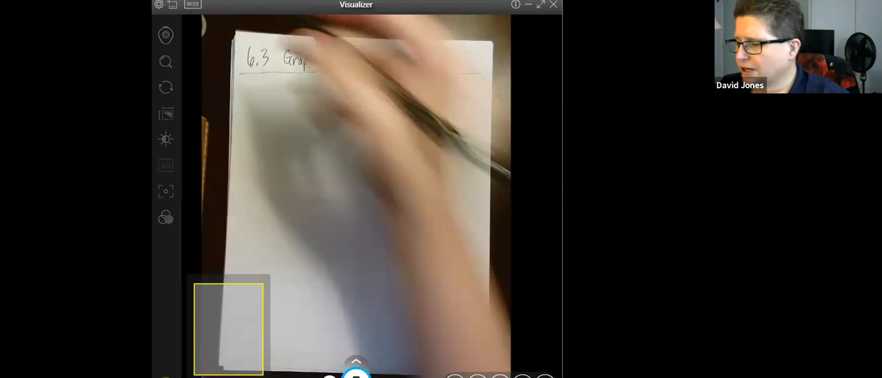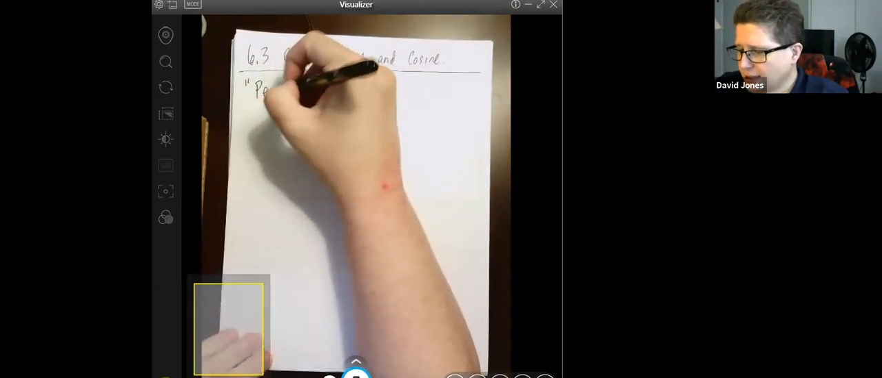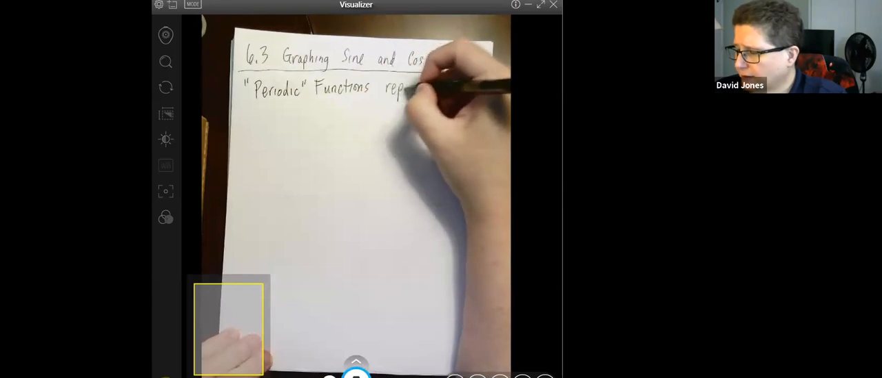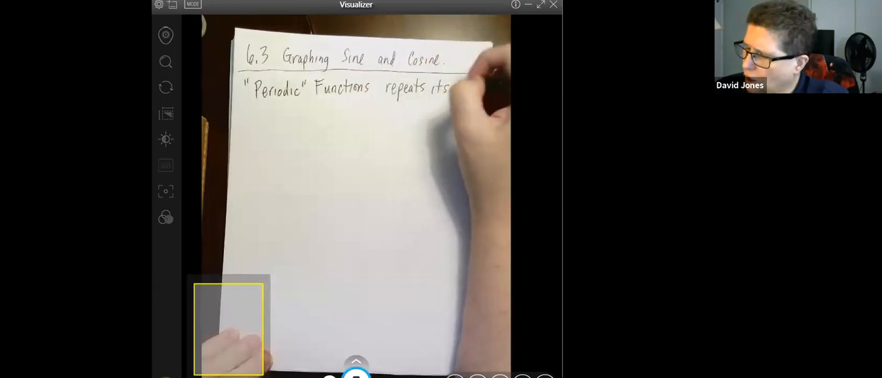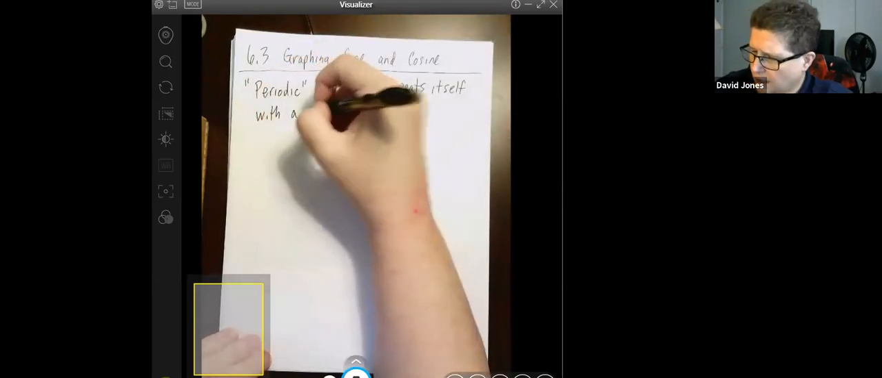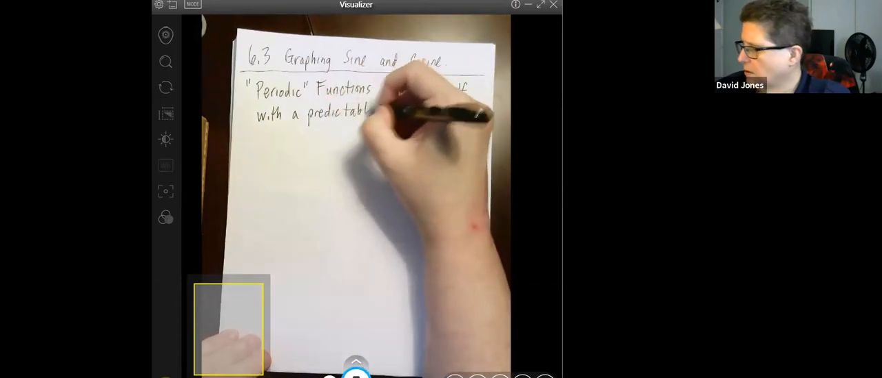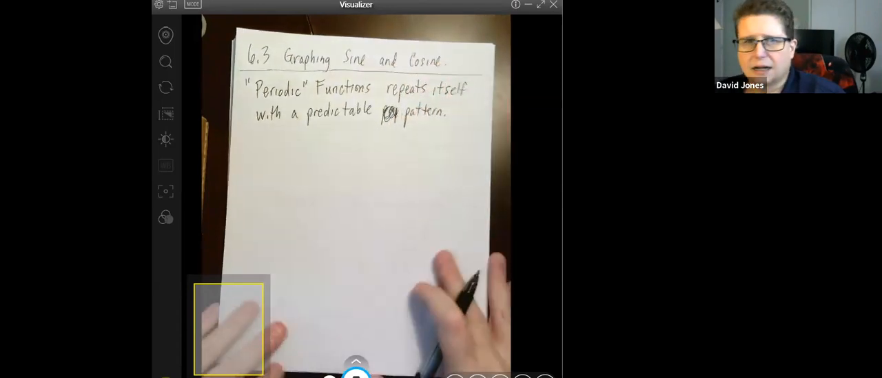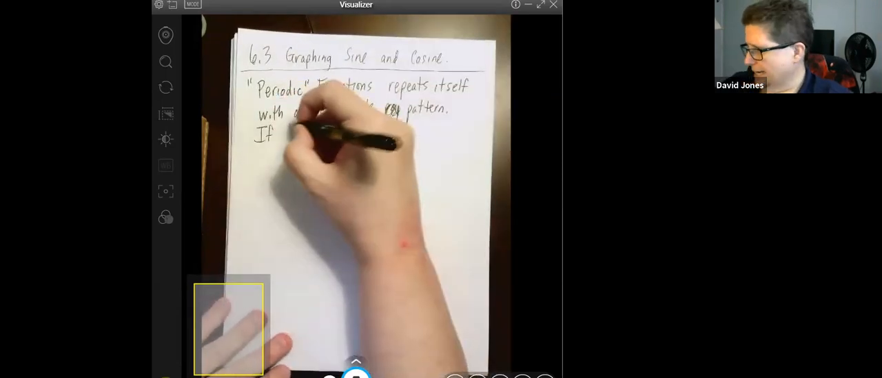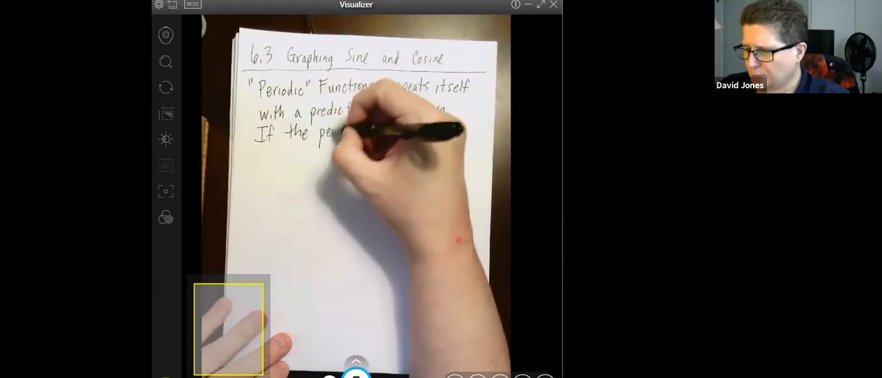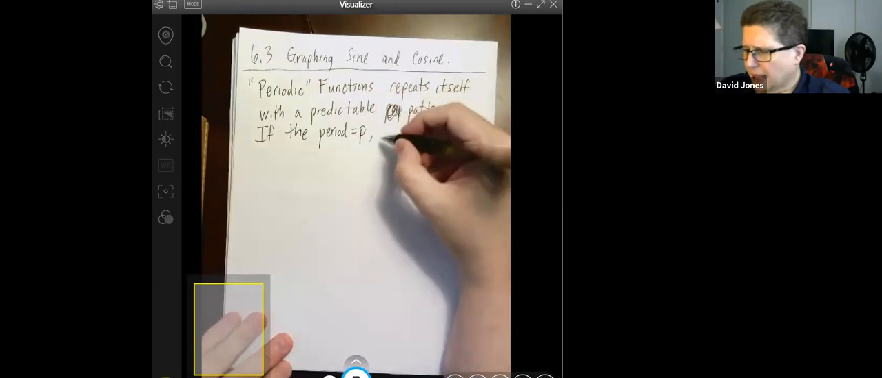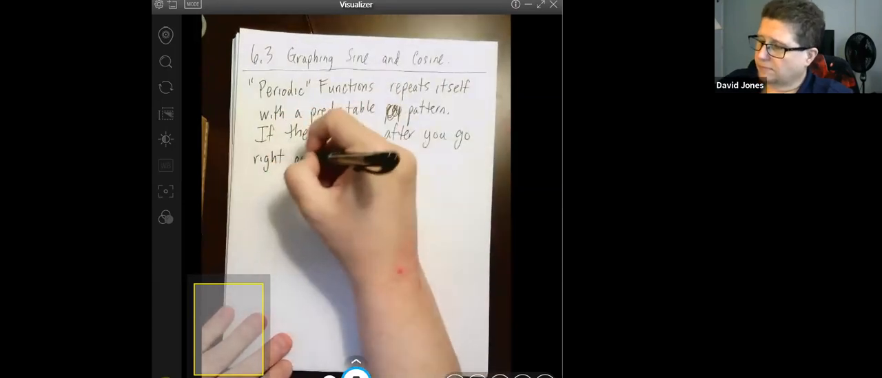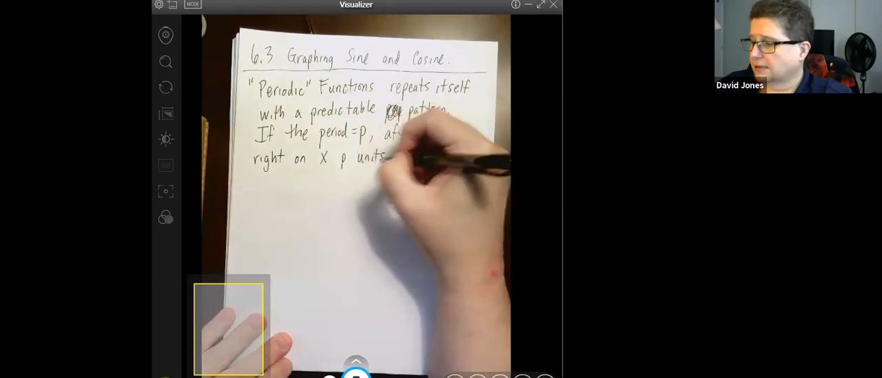Before we get started, I want to give you some terminology. A periodic function repeats itself with a predictable pattern. If the pattern is P, it's called the period. If the period is P, after you go right on x, P units, the graph starts to repeat.